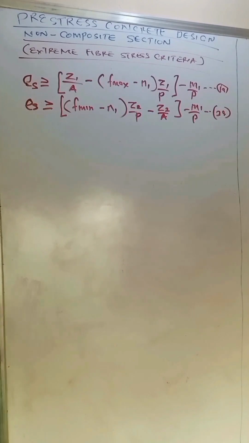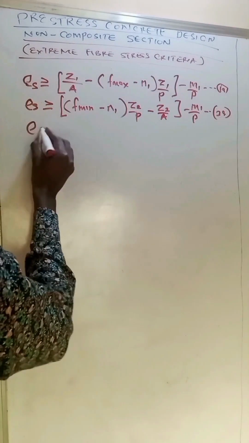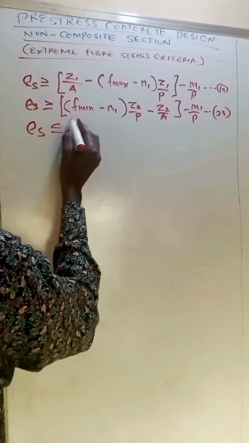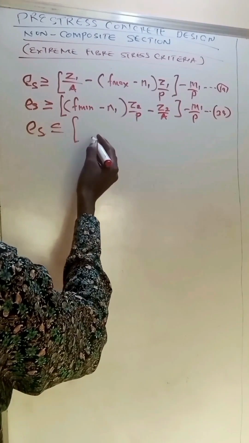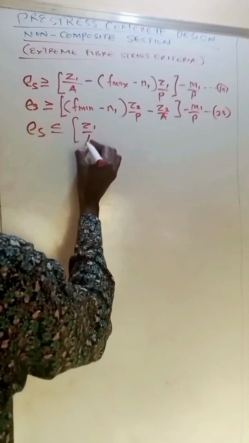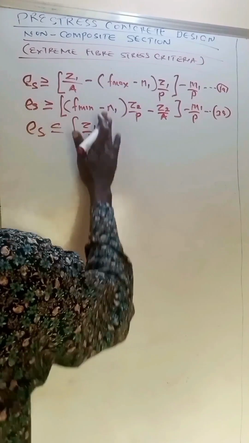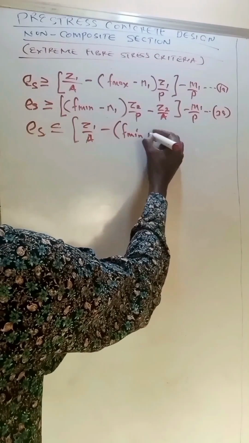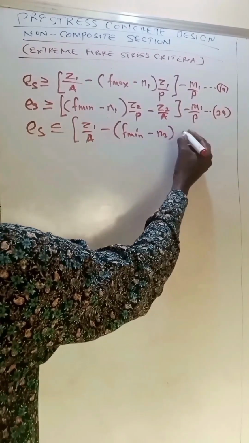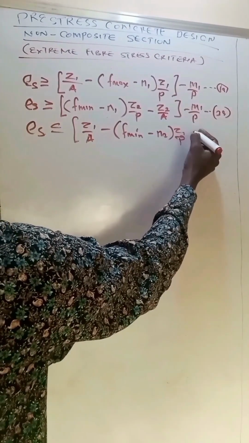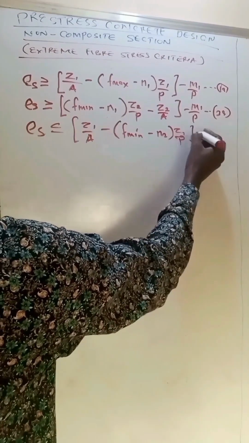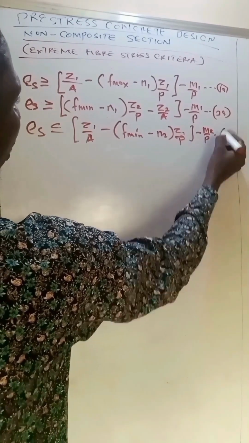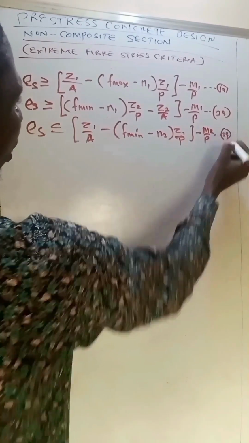Now this next equation we have is eccentricity. These are what we call the upper limit of the prestressing force. The upper limit of eccentricity we have Z1 over A in brackets, minimum fiber stress minus N2, Z1 over P, and we close bracket, we have M2 over P. Let's call this one equation 3A.